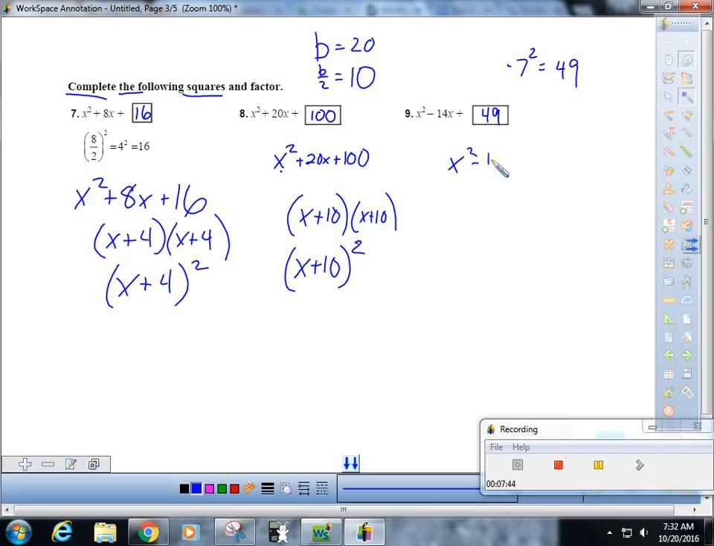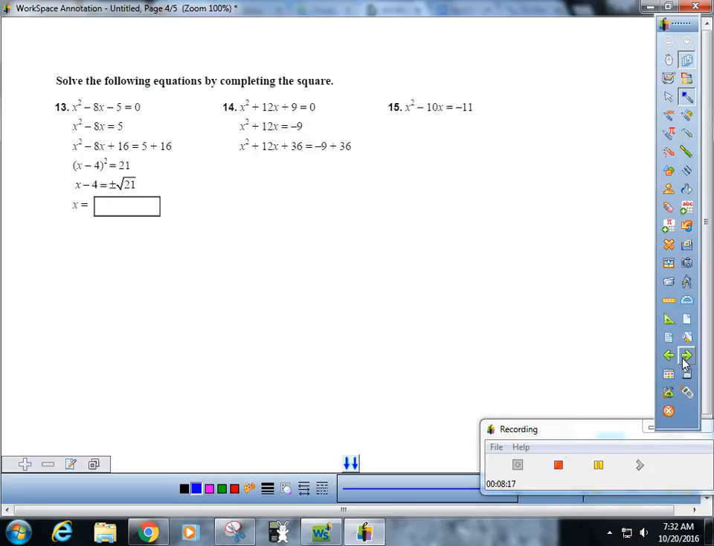So now we got x squared minus 14x plus 49. We're looking for two numbers that multiply to be positive 49, but add to be negative 14. So what are those? Excellent. x minus 7 times x minus 7, which is x minus 7 squared, and that is called completing the square. Okay? So we've solved by not completing the square, and then we've learned how to complete the square. So now we are going to solve by completing the square.